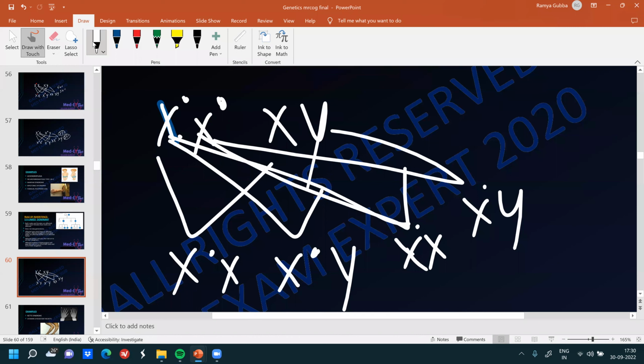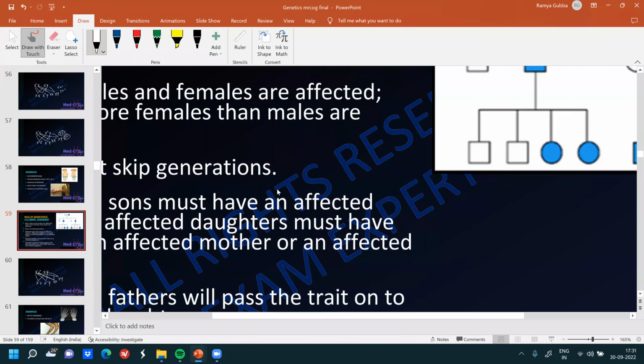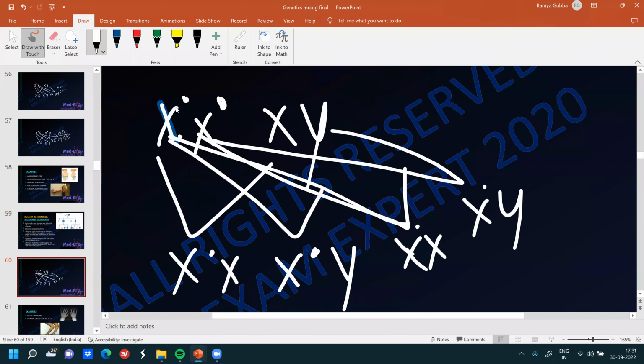So X-linked dominant, usually it will not skip the generations. It will not skip the generations. And it is usually seen in both male and female. And one more very important point. So if mother is affected, and let us take mother has only one gene positive. If mother has one gene positive, what is going to happen? She may give a carrier state child, which will be carrier for the next generation.